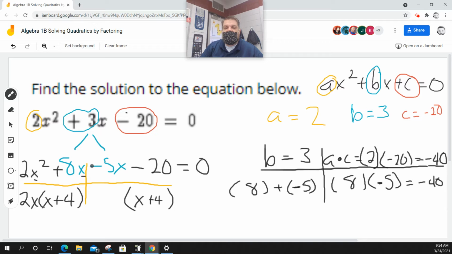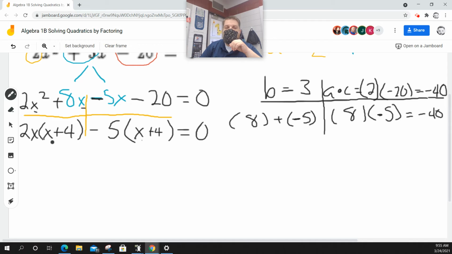If this is negative, I cannot think of a time where what I pull out is not negative. Like, it will always be negative. So if this term is negative, just know that you're probably going to be negative here. Well, what do I multiply x by to get negative 5x? Negative 5. And then does negative 5 times positive 4 equal negative 20? Yep. So I'm going to factor out my common factor of x plus 4. And then multiply that by the stuff that's left over, 2x minus 5.